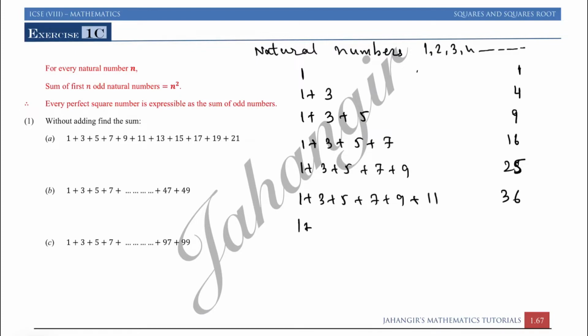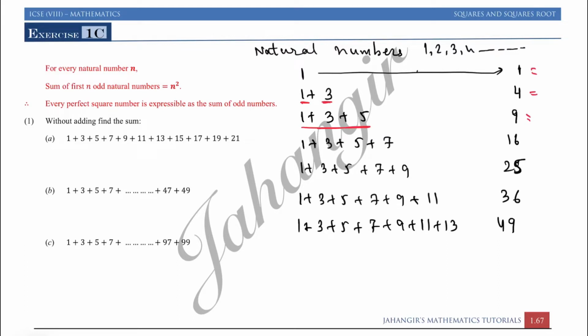I won't go ahead. I'm just explaining up to the 7th: 7, 9, 11, 13. So its total will become 49. So what you have noticed: if you have one odd natural number, its total is 1. If you have two odd natural numbers, that is 4. Three odd natural numbers, its total is 9. Four odd natural numbers, its total is 16. For 5 odd natural numbers, the total is 25. For 6 odd natural numbers, the total is 36, and for 7 odd natural numbers, the total is 49.